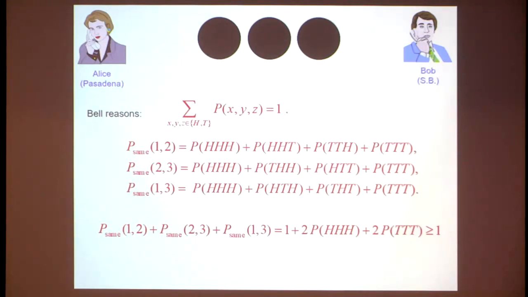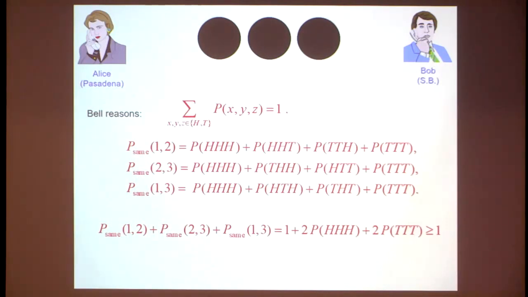So one thing we can say for sure is that the probability of seeing the same thing when you look at coins 1 and 2, plus the probability for coins 2 and 3, plus the probability for coins 1 and 3, has to be greater than or equal to 1. And Bell says triumphantly, that's it. That's my inequality. Okay? And Bob says, okay, I guess the math looks right, but I don't really get what's going on. Why does it work?